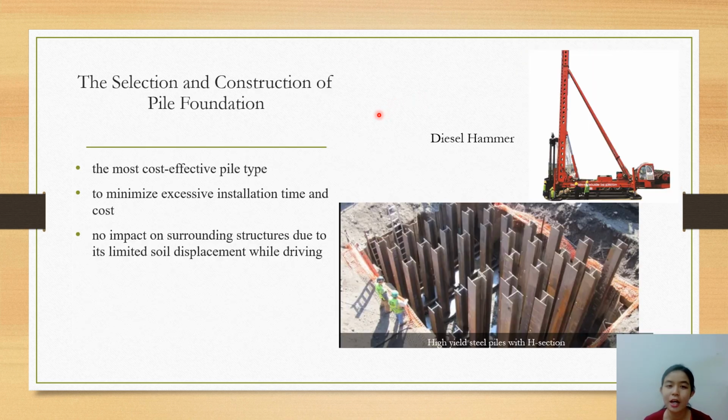Lastly, for the selection and construction of the pile foundation, high-yield steel piles with H section were chosen due to their benefits: it is the most cost-effective pile type compared to the rest, and it minimizes excessive installation time and cost. It also has no impact on surrounding structures due to its limited soil displacement while driving into the soil. And because of this process, a raker hammer was used during the piling process as well.